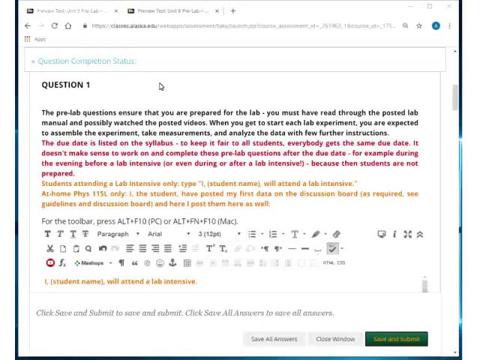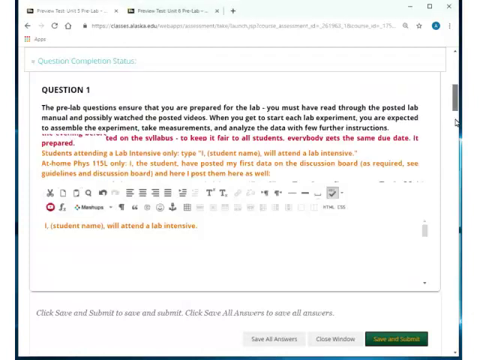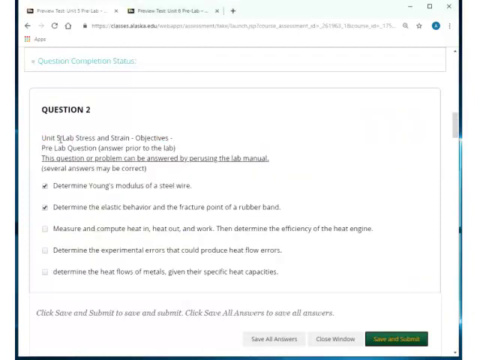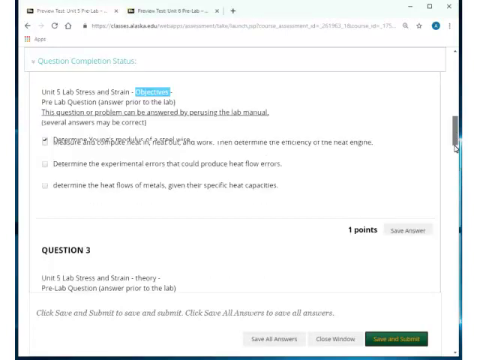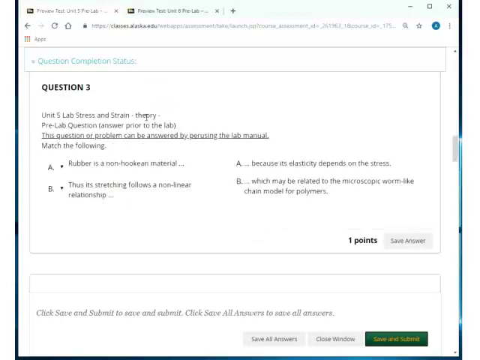This recording is for the Unit 5 labs. So question 1, of course, is that you, the student, will attend the lab intensive. Question 2, look at Lab 5, stress and strain objectives. You will find Young's modulus and the elastic behavior and fracture point of a rubber band are the only two objectives. In the theory part, you will see this statement.